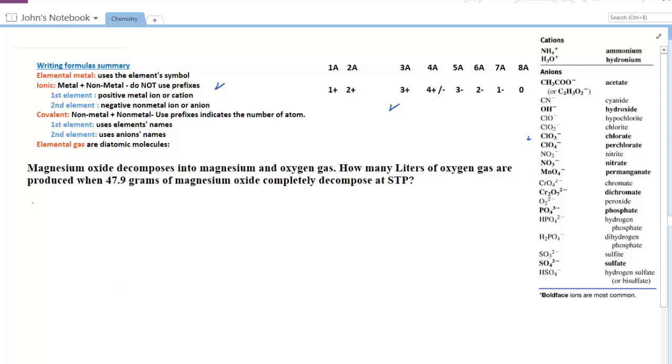So magnesium oxide is this. Magnesium is 2+ because it's in group 2A. Oxide is in 6A, so it's 2-. Because the charges cancel each other out, we have MgO.